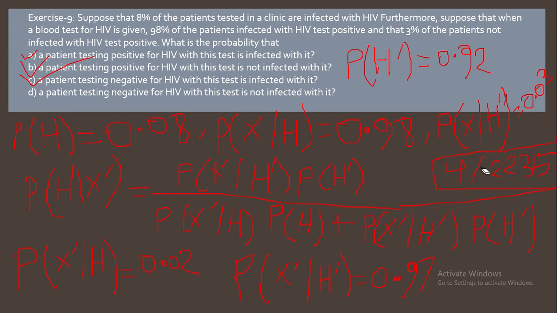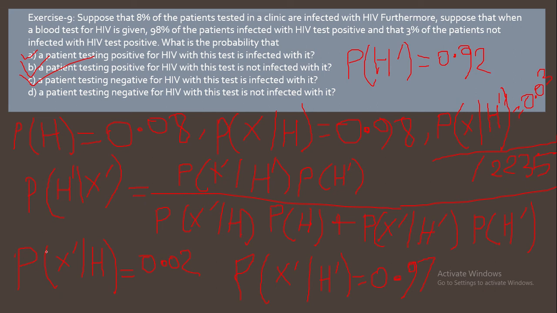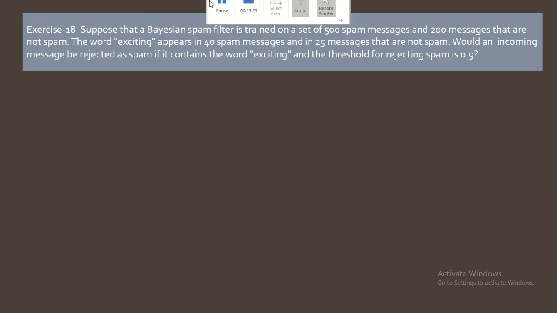So if we calculate this, we will find the result, which is 2231 divided by 2235. So this is our result of question D. So now the final question.